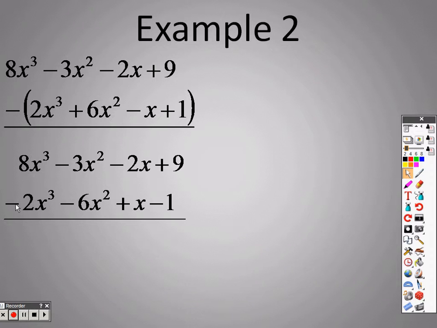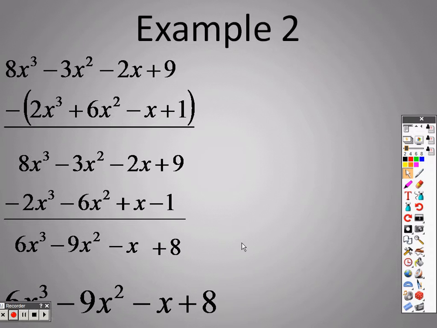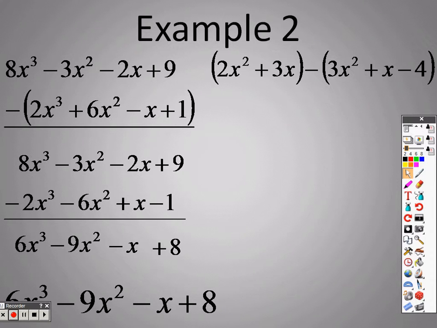So 8x cubed and a negative 2x cubed is 6x cubed. Negative 3x squared and negative 6x squared is negative 9x squared. Negative 2x and an x is just negative x. 9 and negative 1 is a positive 8. And there's your answer. 6x cubed minus 9x squared minus x plus 8.